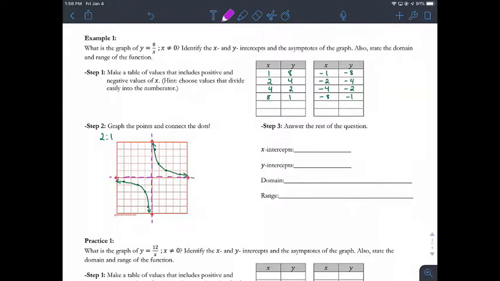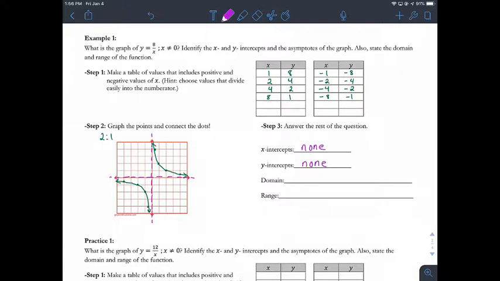So our x-intercepts, where does our graph cross our x-intercepts? Well, our horizontal asymptote would tell us nowhere because our horizontal asymptote is at y equals 0. So we have none. No x-intercepts, and same idea goes for your y-intercepts. So we're also going to have none there because we have a vertical asymptote at x equals 0.